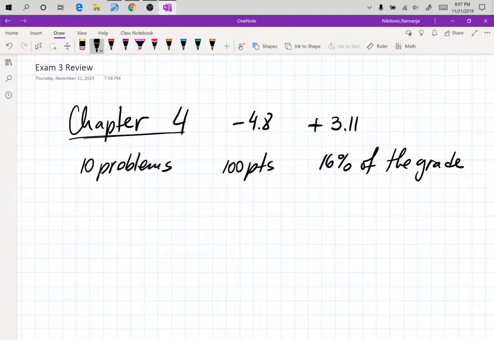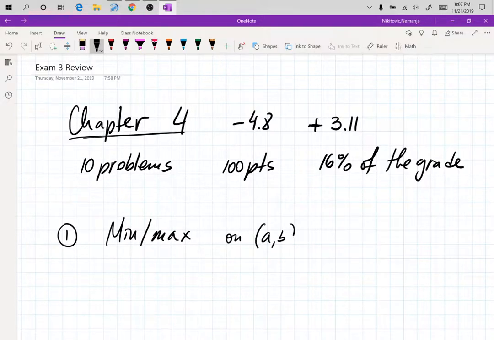What do we have for our topics? Number 1, min-max problem. This is not the applied one. This is just the section where you just find min and max. Now, min and max we have also on closed intervals. So you have a min max on (a,b) or [a,b], and those are different, right? Because for the second one you have to calculate the endpoints as well.